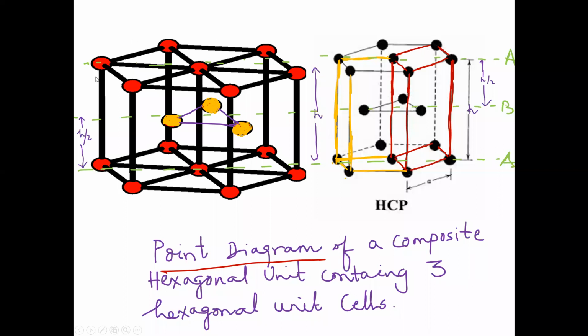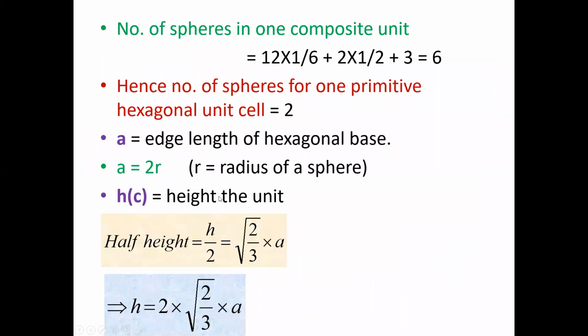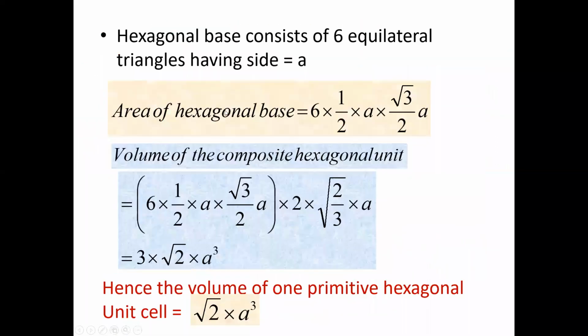And you know the volume of a symmetrical object, like a cylinder or an object like this, is equal to the area of any base, here it is the hexagonal base, into the height. That will give you the volume of the regular geometrical 3D figure. And that we are going to find here.